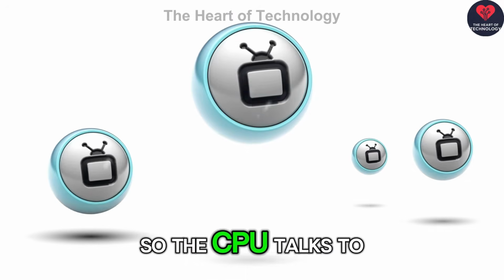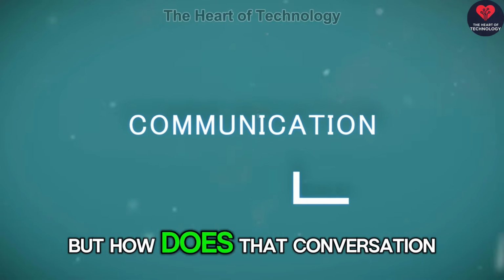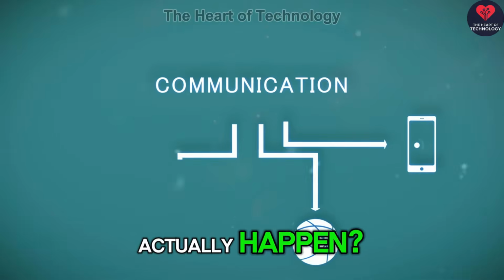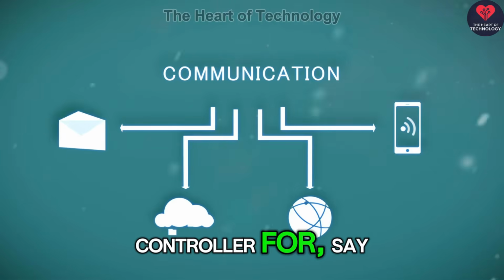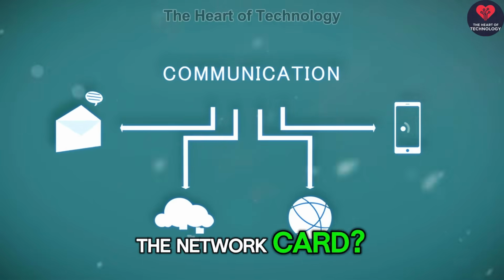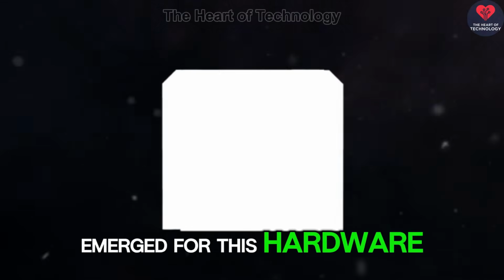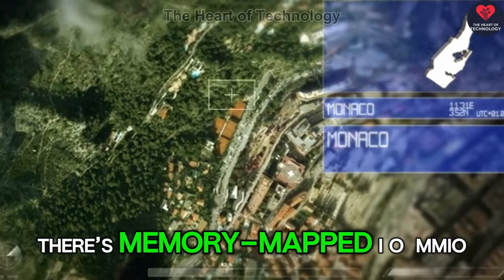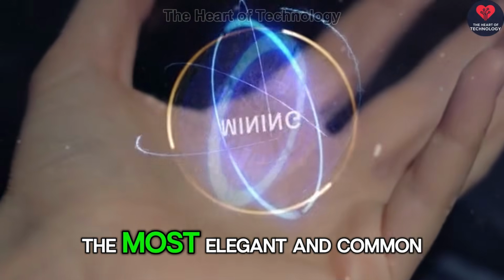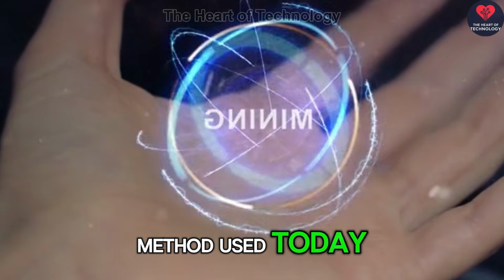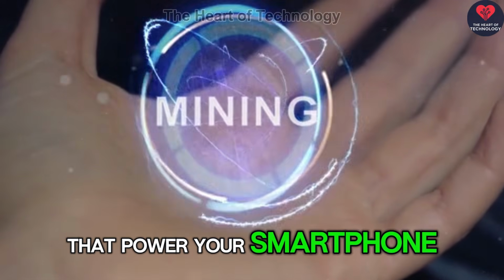Okay, so the CPU talks to these controllers, not the raw hardware. But how does that conversation actually happen? How do you send a command from the CPU to a controller for, say, the network card? Over the decades, two main models have emerged for this hardware communication. First, there's memory-mapped I/O (MMIO). This is arguably the most elegant and common method used today, especially in the ARM processors that power your smartphone.